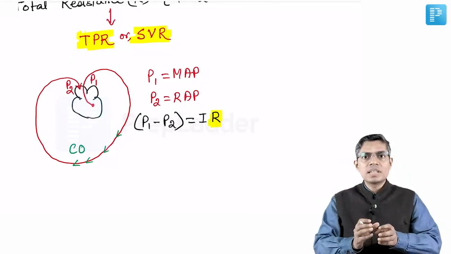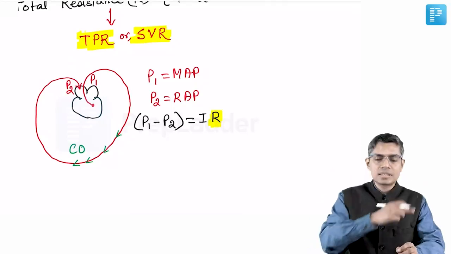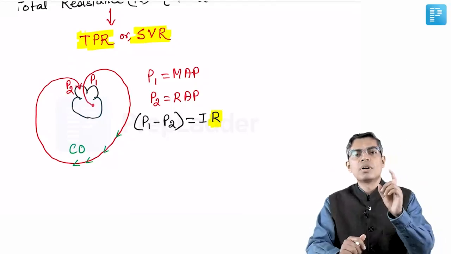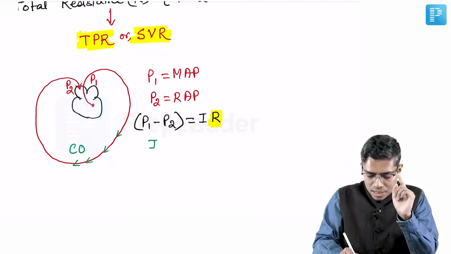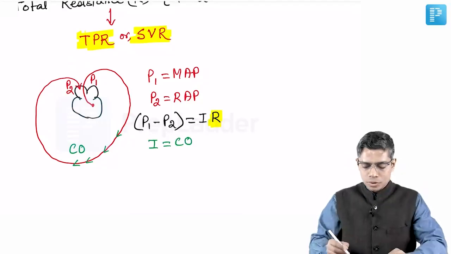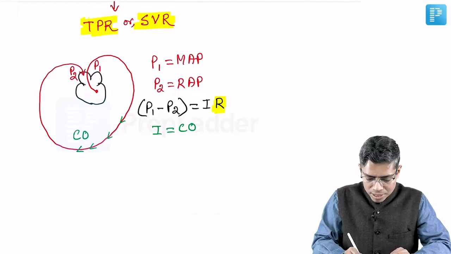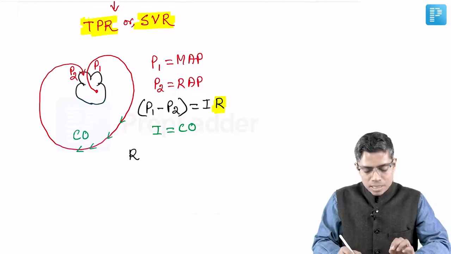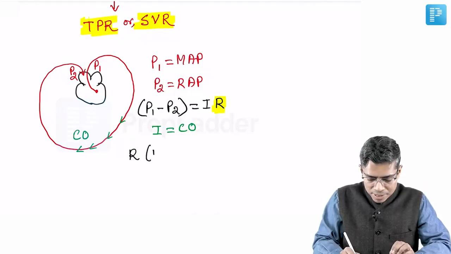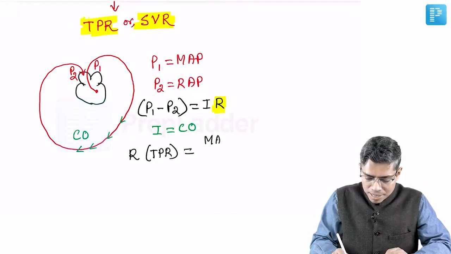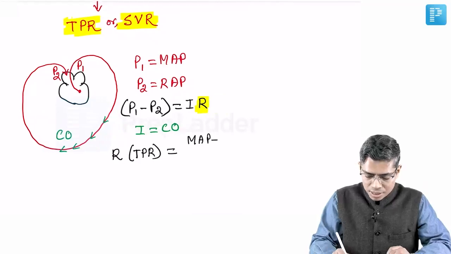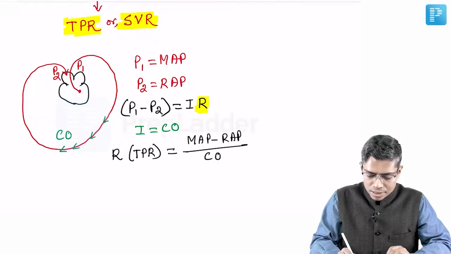Yes, because whatever blood is ejected by the left ventricle is supposed to flow through the vessels in 1 minute, and that is nothing but cardiac output. So in these cases, I is equal to cardiac output. So simple, I can easily calculate this R, which is the total peripheral resistance of this vasculature, equal to P1 minus P2, that is MAP, mean arterial pressure, minus right atrium pressure, upon your cardiac output.